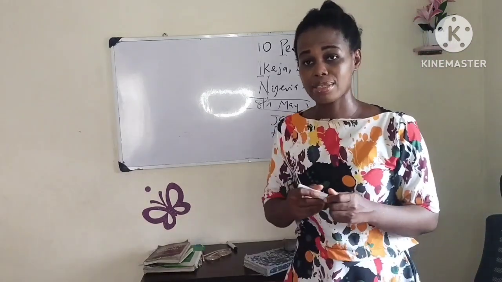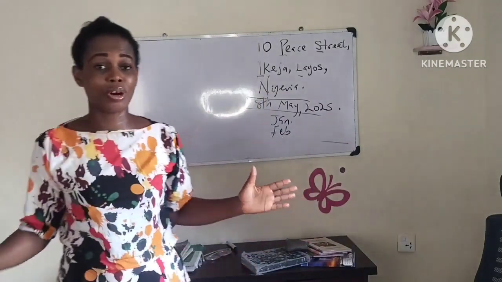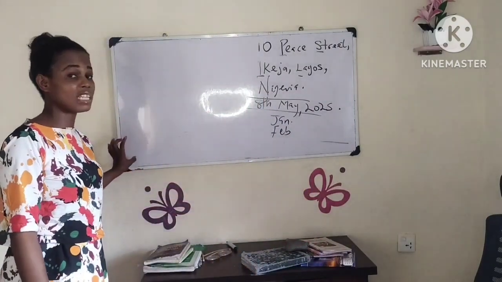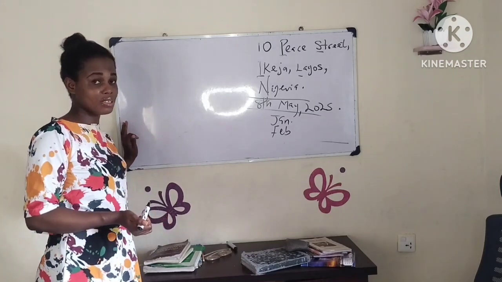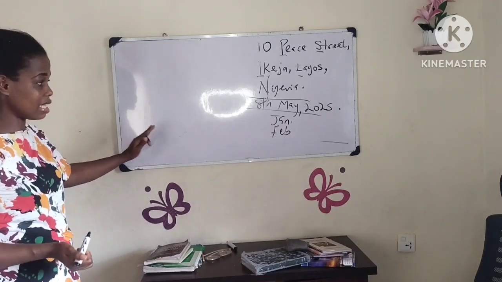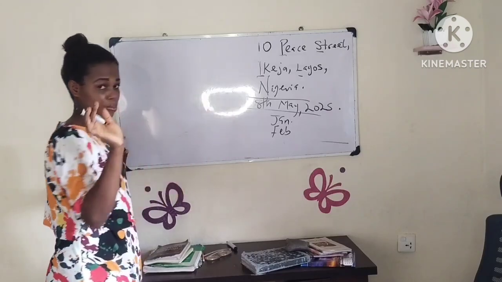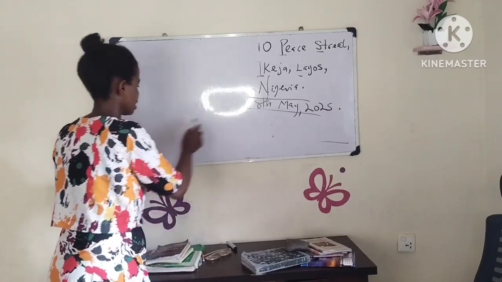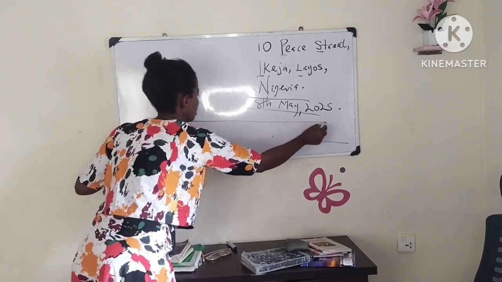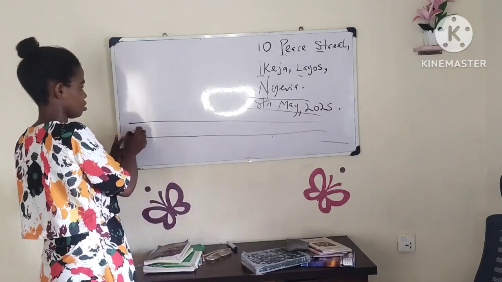Now, after your date, what do you have to write next? You move to the left-hand corner of the margin. What are you going to write here? The salutation. After the date, you have the salutation. This is where you have to skip one line. Skip one line after the date, then you write your salutation.